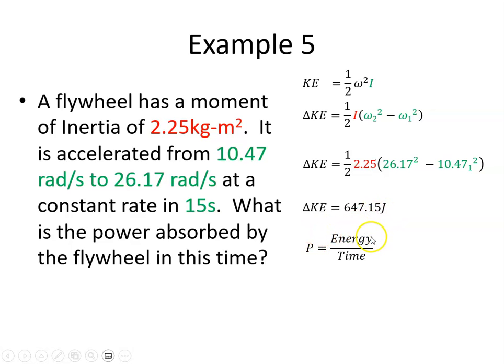So the power in this equation will be the kinetic energy in joules divided by time, which is 15 seconds. So it's going to be 647.15 joules divided by 15 seconds, and that's 43.2 watts. So that is the power that is absorbed by the flywheel in this time.